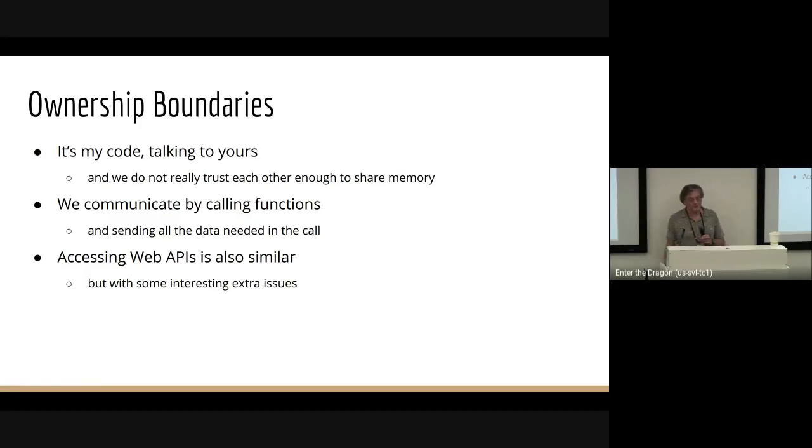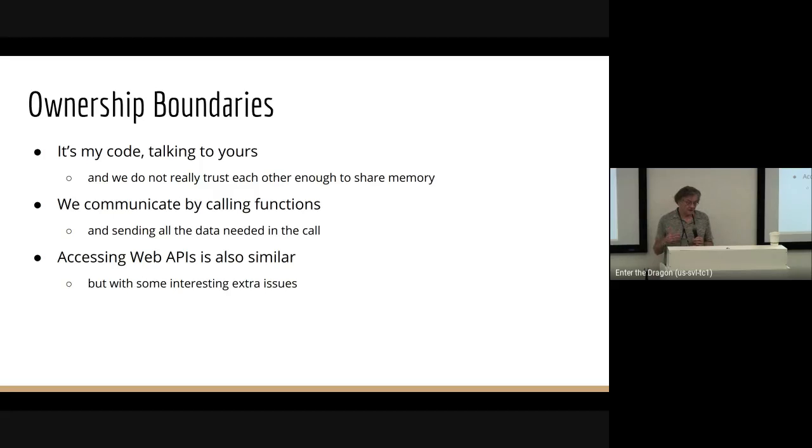And so what we do is we communicate not by sharing memory or by writing to a location, but I'm going to call a function in your library and you're going to give me back the results. And I'm going to give you, in the function, all of the data that you will have access to in order to do that. I won't give you a copy of my memory. I will give you the actual information that you need in order to get the job done. I'm not going to give you a pointer to my memory.